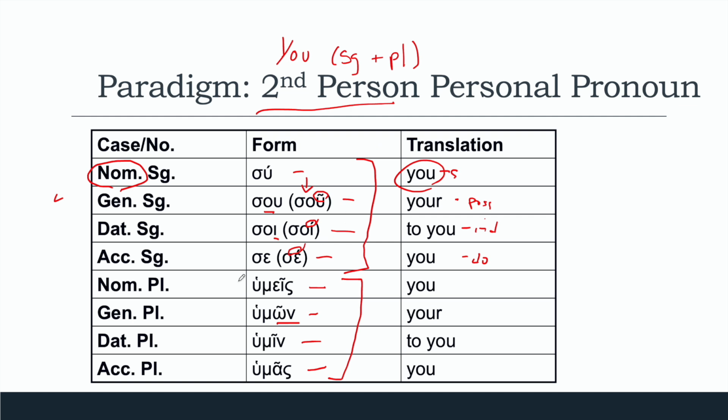Now you will notice that the plural forms of the first and the second personal pronouns are quite similar. So hemeis and humeis.